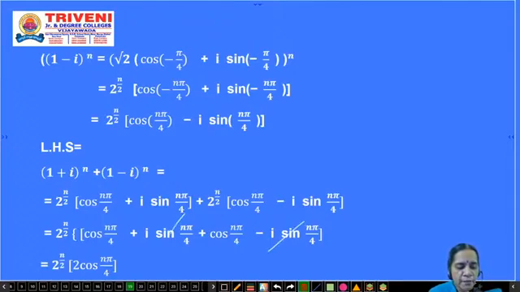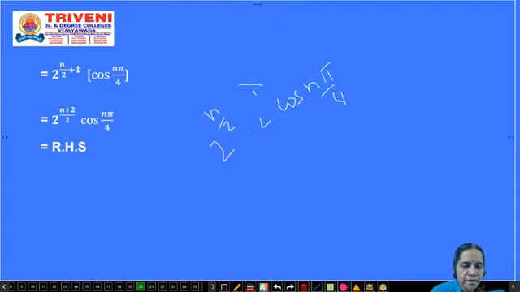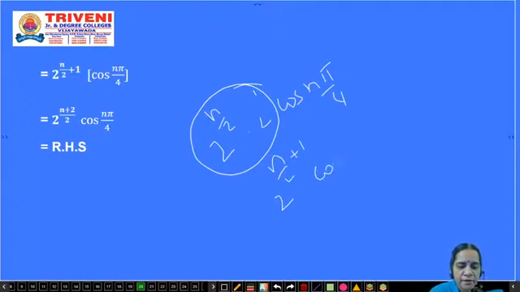2 power n by 2 into (cos n pi by 4 + cos n pi by 4), which is 2 cos n pi by 4. Here it is 2 power n by 2 into 2, meaning 2 power 1, into cos n pi by 4. The bases are equal, so the powers must be added: 2 power (n by 2 + 1) into cos n pi by 4. For n by 2 + 1, the LCM is 2 here.